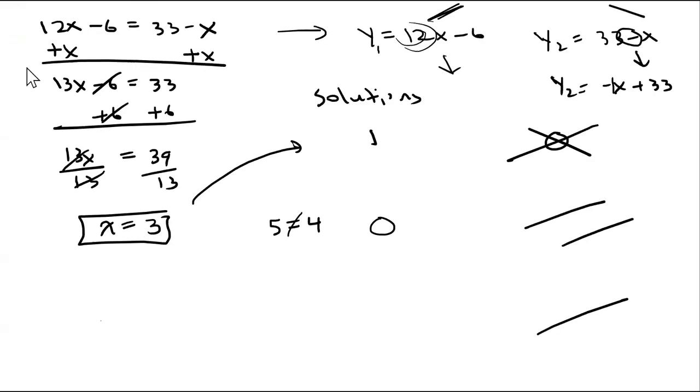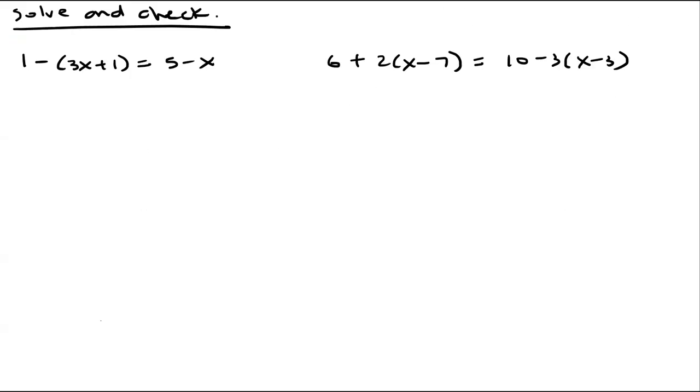Okay, so we have a negative 1, right? We have a negative 1, so we're going to distribute the negative 1 to each term. So we got 1 minus 3x minus 1 equals 5 minus x. Perfect. Okay, now we combine like terms on the left side and on the right. So we got 1 minus 1 here, so that's going to cancel. So we got negative 3x equals 5 minus x. Okay, now what?